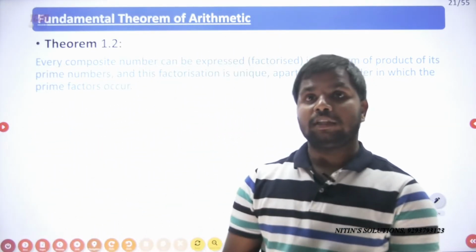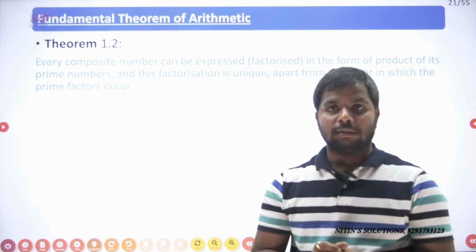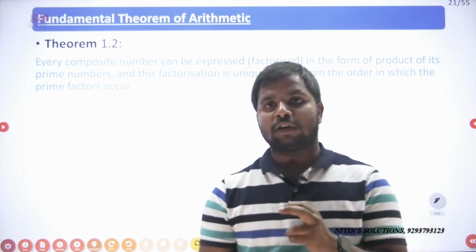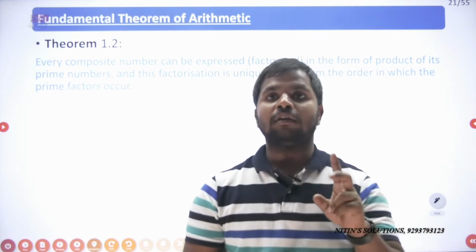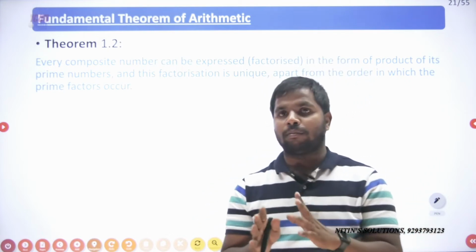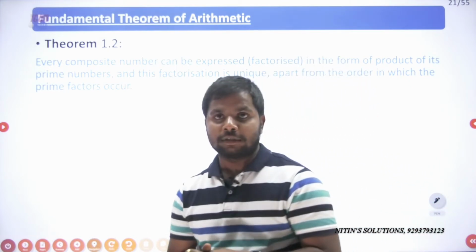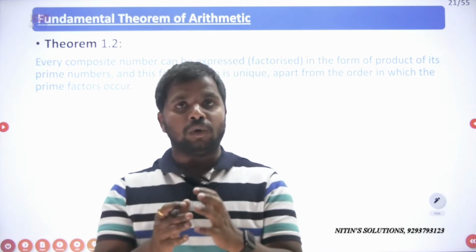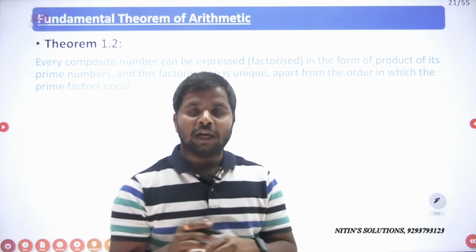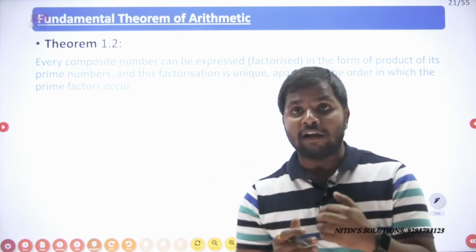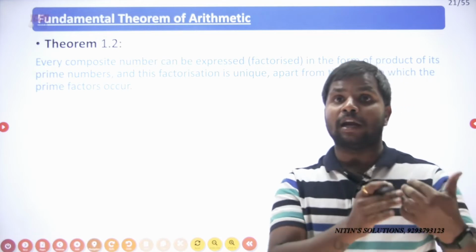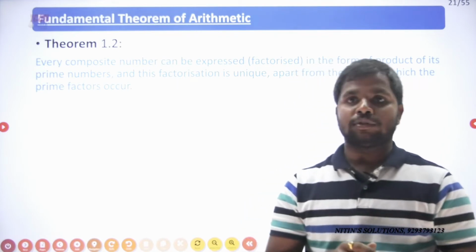So what is the fundamental theorem of arithmetic? Every composite number... we know the numbers are divided into two types: prime numbers and composite numbers, and we have a special number 1, which is neither prime nor composite. What are the prime numbers? Prime numbers are those having only two factors, namely 1 and itself. Composite numbers are numbers having more than two factors; other than prime numbers and 1, all the rest of the numbers are composite numbers.